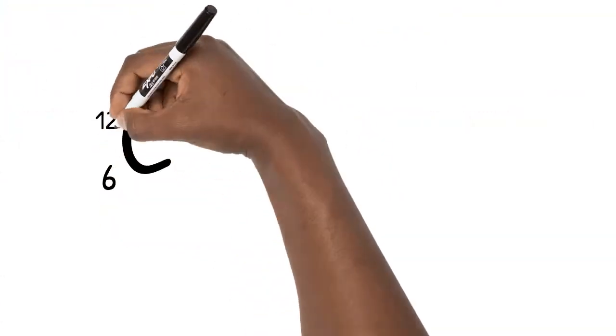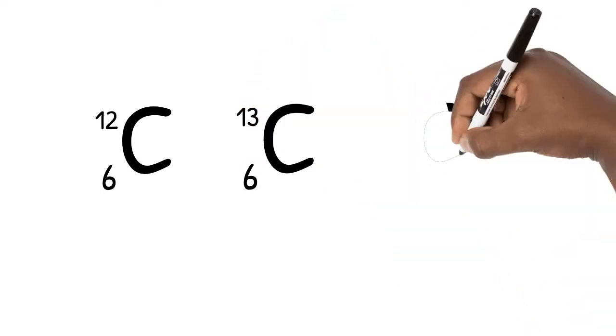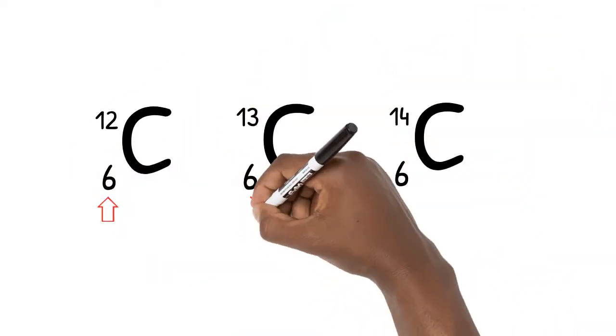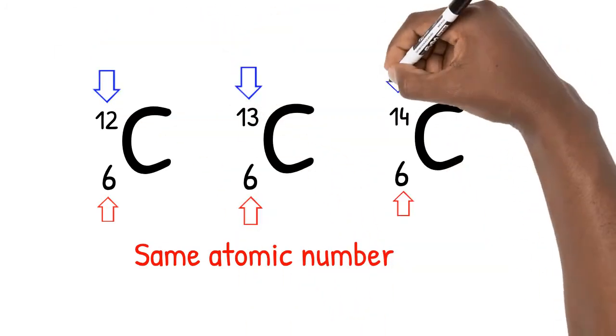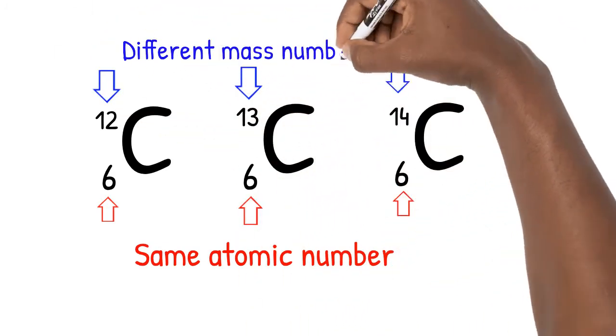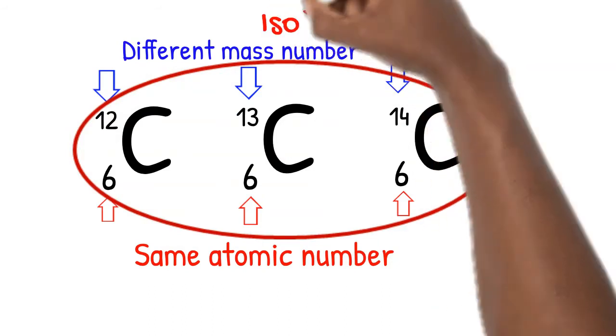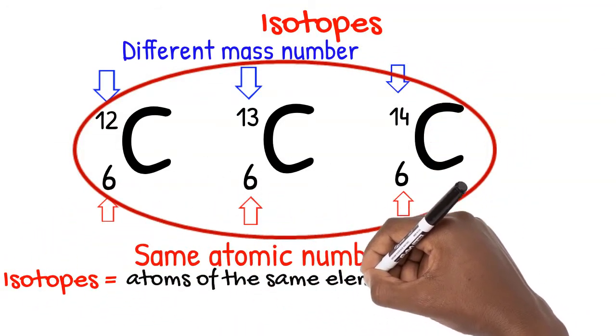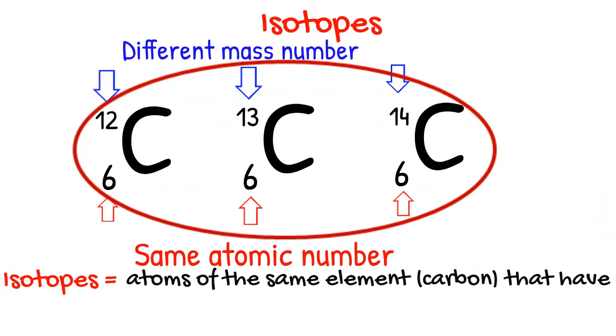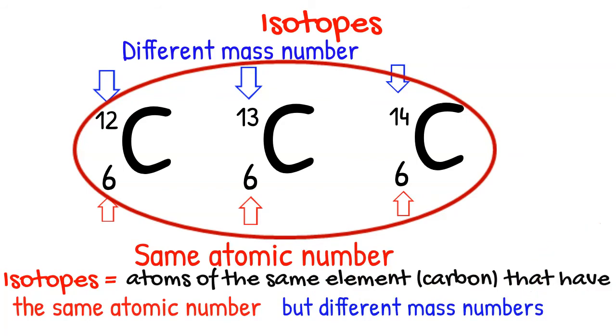So take a look at these 3 carbon atoms. If you look closely, you realize that they all have the same atomic number, but different mass numbers. And these are called isotopes, because isotopes are atoms of the same element, in this case carbon, that have the same atomic number, but different mass numbers.